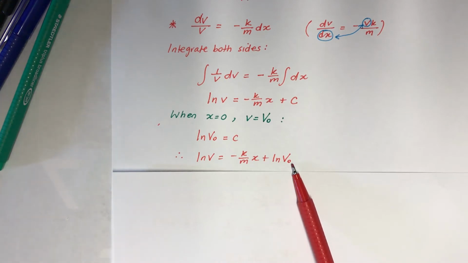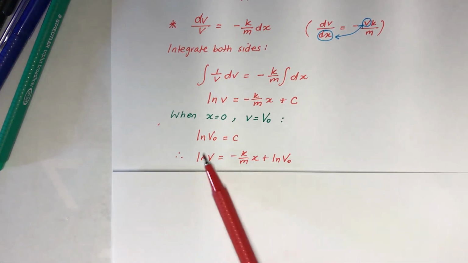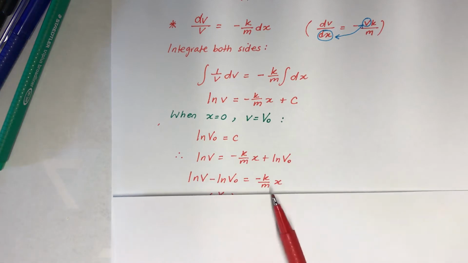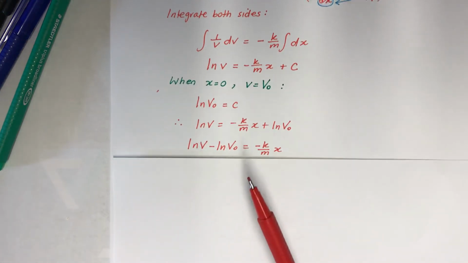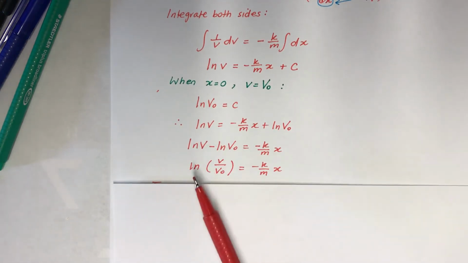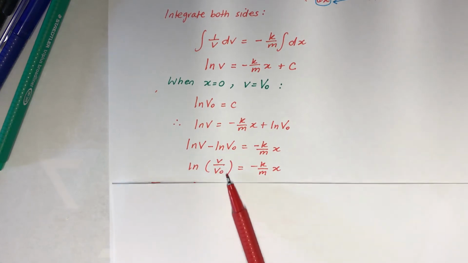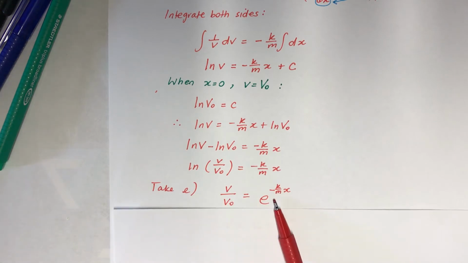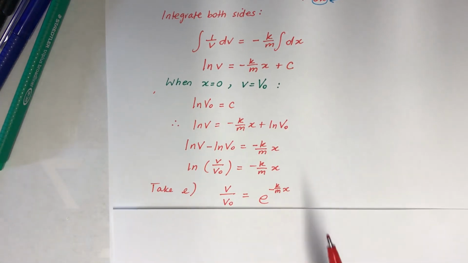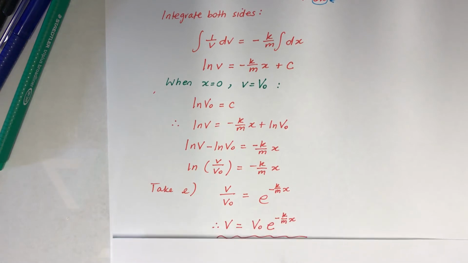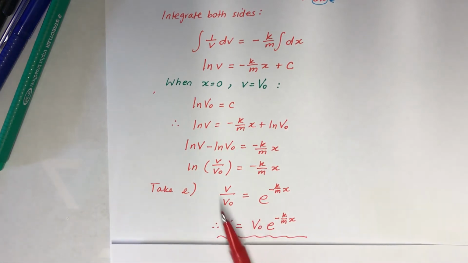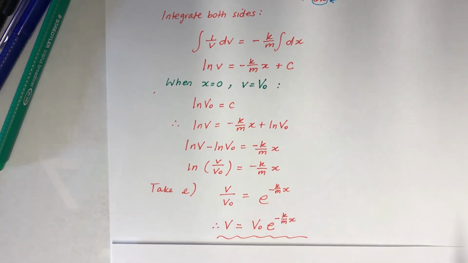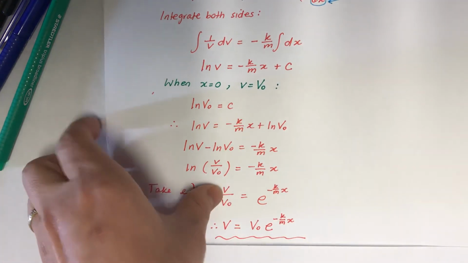Now we need to make v the subject, so I'm going to move this one to here. It becomes like this, yeah? And then that's ln v over v0. To get rid of the ln, I take e, and I will get this on the right hand side, and then I'll divide by v0 on both sides. I will have v in terms of x. Okay, so that wasn't too bad.